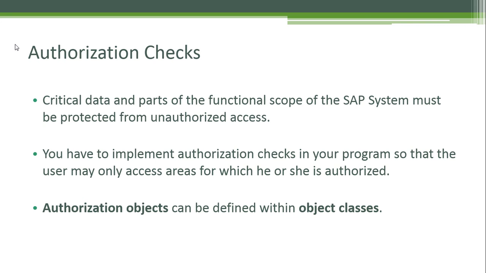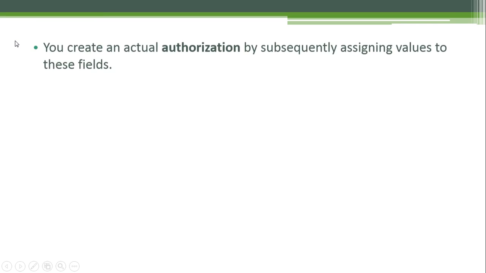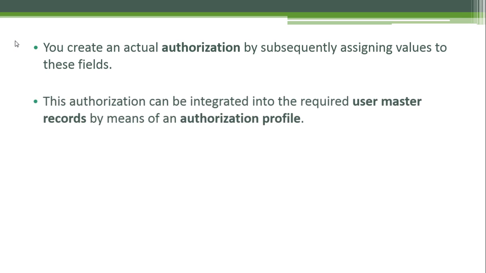Authorization objects can be defined within object classes. You create an actual authorization by subsequently assigning values to these fields. This authorization can be integrated into the required user master records by means of an authorization profile or a role.